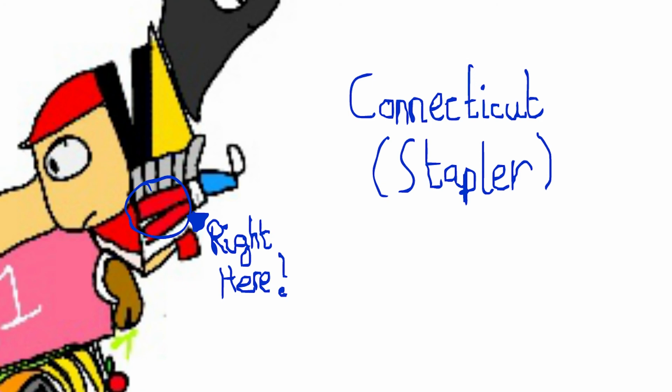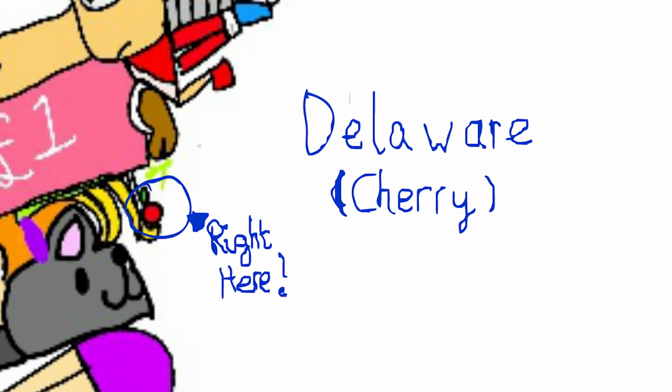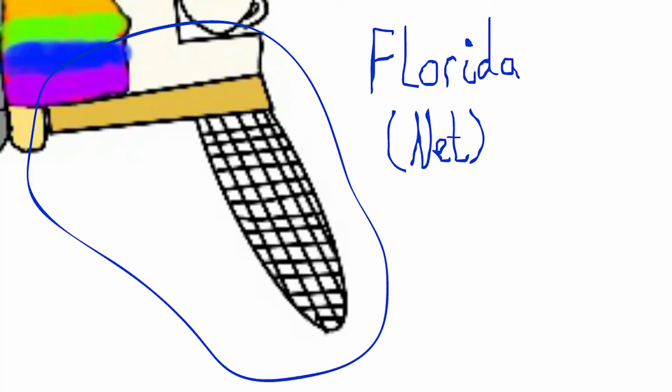Then Colorado I did as a picture frame because that's all I could think of. Connecticut I did as a stapler for no particular reason. I didn't think Connecticut really looked like anything, so I just had to improvise. Same thing with Delaware. I had to do it as a cherry because I couldn't figure out anything else. So, yeah. Now, Florida I did as a net because I don't think anyone can deny that Florida looks at least a little bit like a net.